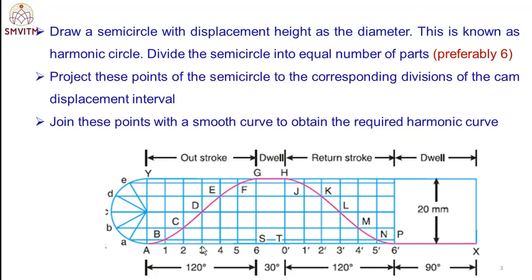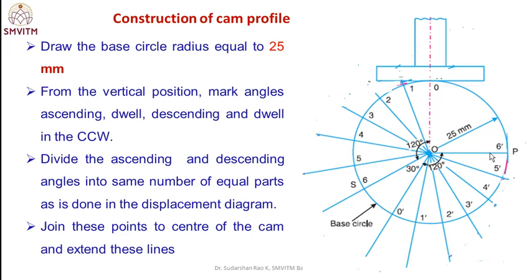The 120 degree ascending, then 30 degree dwell, 120 degree return stroke, and 90 degree dwell, with the outstroke and return stroke and the dwell in between. This is a simple harmonic curve, a smooth curve. This is the displacement diagram. Next, after the displacement diagram, we do the cam profile construction.